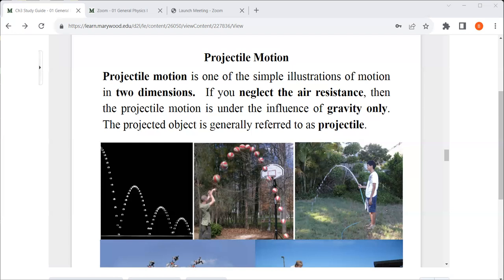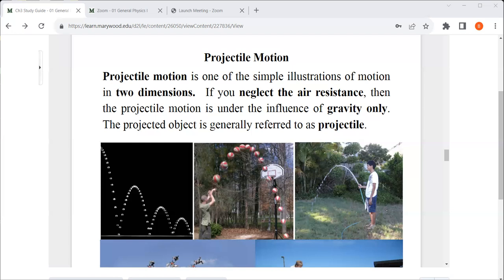Similar to the free fall problem, here we are also going to neglect the air resistance. Once you neglect the air resistance, projectile motion is only due to the influence of gravity. If you do not neglect the air resistance, things will be a little bit complicated, and we are not going to learn the complicated thing in this General Physics 1 course. So for simplicity, we will be neglecting the air resistance, very similar to the free fall problem. The projected object we normally refer to as the projectile.